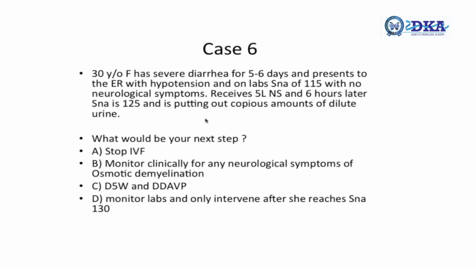A 30-year-old female has severe diarrhea for 5 to 6 days and presents to the ER with hypotension and, on lab, a serum sodium of 150 with no neurological symptoms. She receives about 5 liters of normal saline, and 6 hours later her serum sodium is 125 and she is putting out copious amounts of dilute urine. So in 6 hours, you have raised the serum sodium by about 10 milliequivalents by giving just plain normal saline, about 5 liters. Now, what would be your next step?